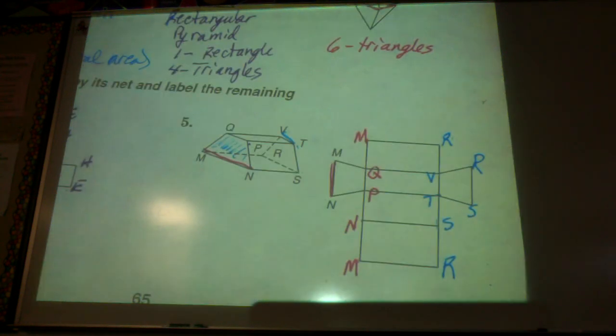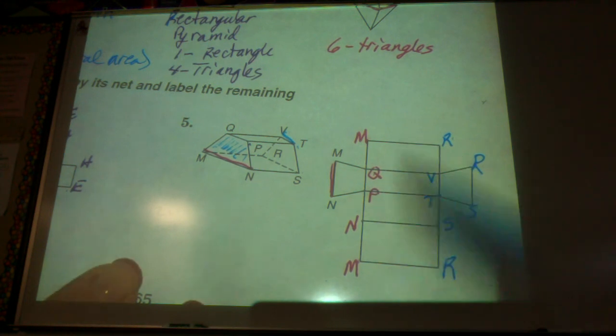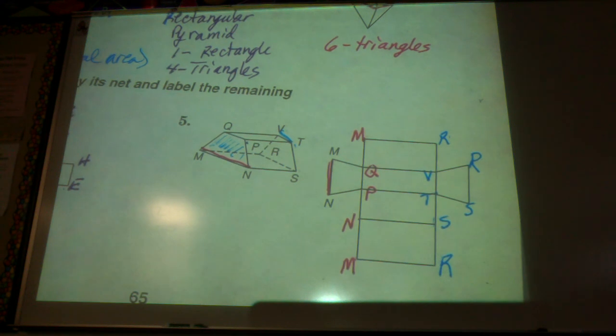So once you get used to it, it's not so bad. But you've got to find the bases first. The bases are going to help you find this lateral area. So this is your lateral area. These are your bases. Okay, so that's 11-2.